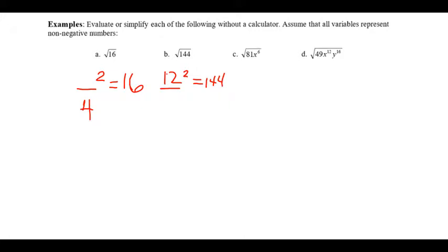Now for C, we have a number and then a variable. So we'll look at two separate things. First, we're going to find the square root of 81. So what number multiplied together twice will give me 81? And that equals 9. And then we want the square root of x to the 6th power.